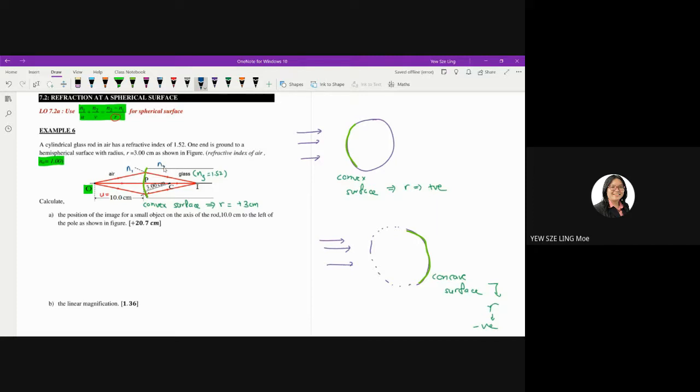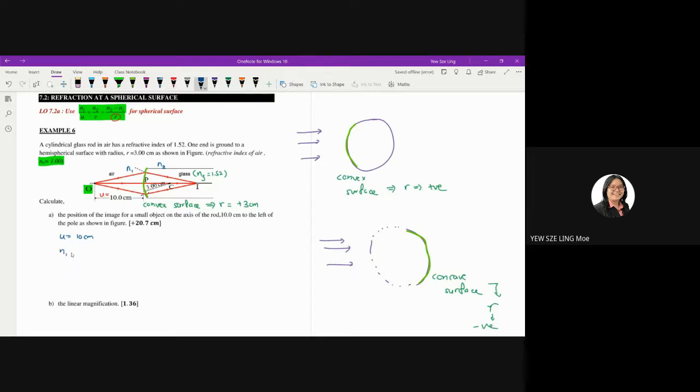Okay, the one that is located on the same side as the object, that one is our N1, and the opposite side would be N2. So now let's list down the information that we have right now. U equals 10 cm. This is positive 10 cm because my object is located in front of the refracting surface.